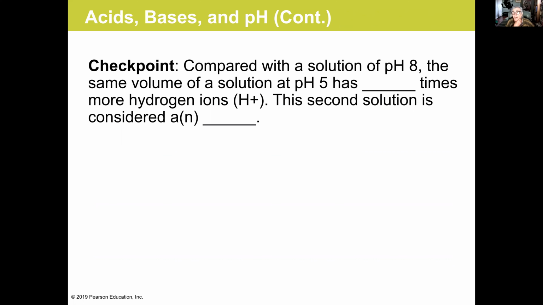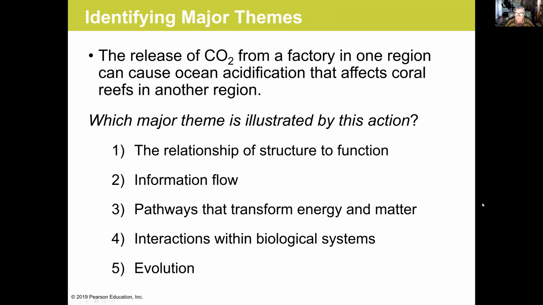So compared with a solution of pH 8, the same volume of solution of pH 5 has how many times more hydrogen ion? Remember, it's 10 times for every pH unit. So it's 3 pH units between 5 and 8. That's 1,000 times more hydrogen ions at 5. And the solution at pH 5 would be considered an acid. At pH 8, it would be considered a base.